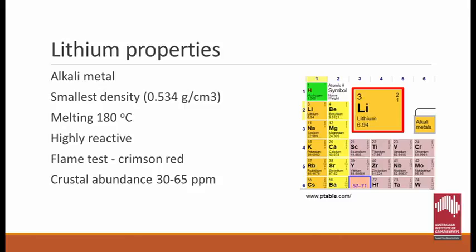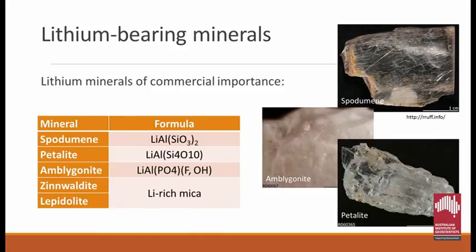The Brazilian naturalist, when he was in Sweden, threw a petalite mineral into the fire, and it started basically glowing red. And this feature was used in flame photometry to analyze for different alkaline metals. Okay, so crustal abundance is 30-65 ppm, so it's relatively abundant. Lithium-bearing minerals, we all have seen them, so there's nothing special in this talk.